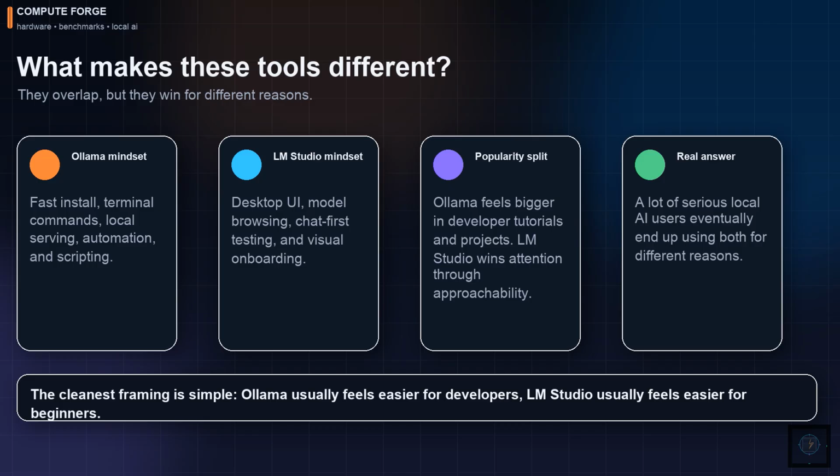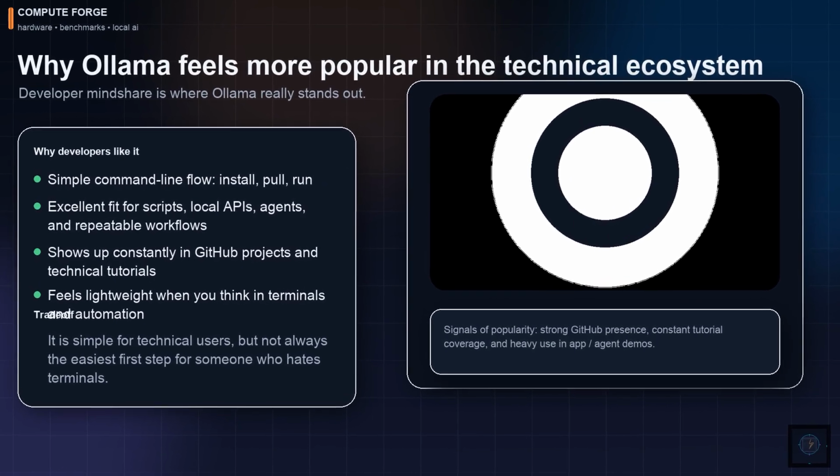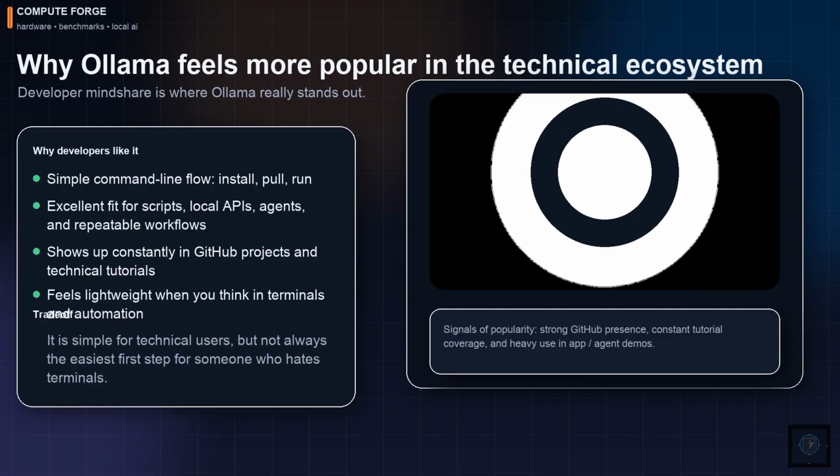The biggest strength of Ollama is that it feels easy for developers. Install it, pull a model, run it, and you are already close to something useful. It is extremely friendly for scripting, APIs, automation, and terminal-first workflows. That is a big reason it feels so popular. It shows up everywhere in tutorials, GitHub projects, local AI demos, and developer tooling. The command line flow also makes it easier for people to embed into agents, apps, and repeatable workflows.